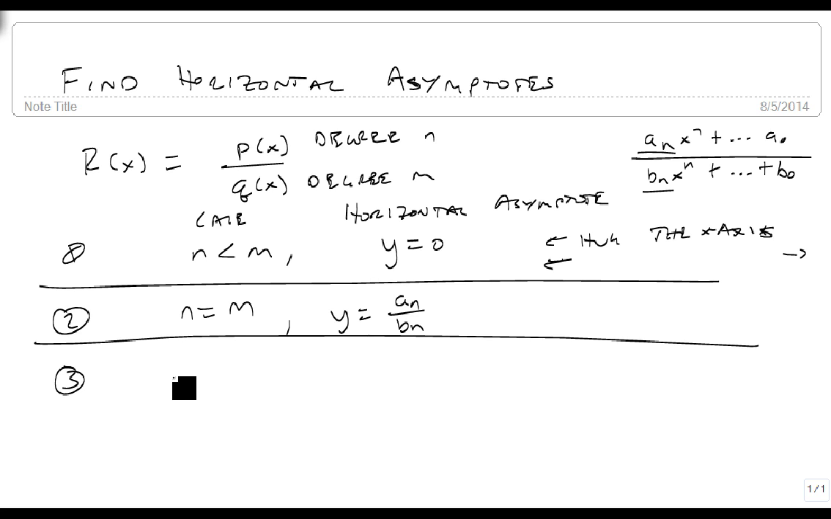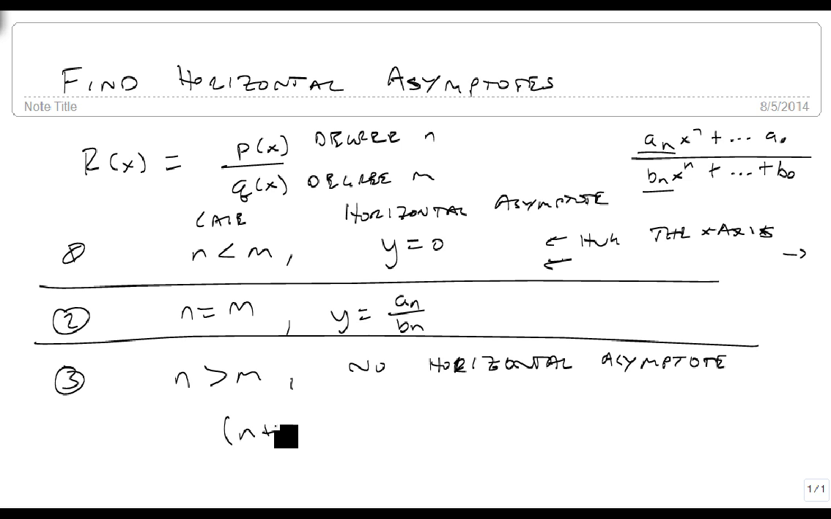In case 3, if n is bigger than m, then there is no horizontal asymptote. We're only going to talk about one case, and that's the oblique asymptote, where n is exactly 1 bigger than m. So if n is equal to m plus 1, then it's the oblique case. But if it's not, then we're not going to show you how to do it. You don't need to worry about it. So let's actually find some.